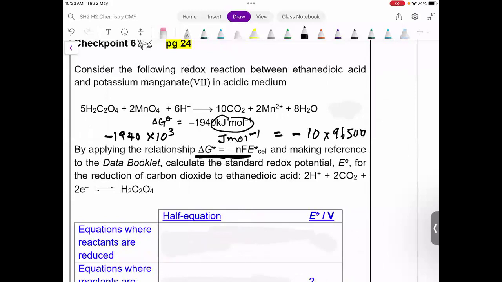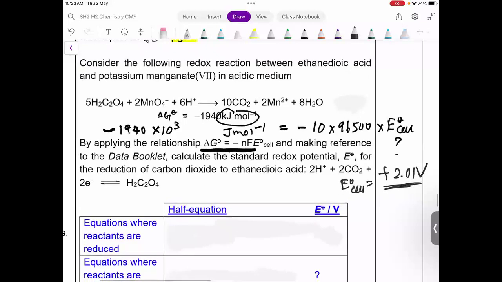Then your E naught cell, this is what you are supposed to find. Since you know your delta G value, then you can calculate. So what do you calculate your E naught cell to be? 2.01 volt, is it? Do you have this? After you have obtained your E naught cell, what's the next thing you are supposed to do? Is this the answer wanted?